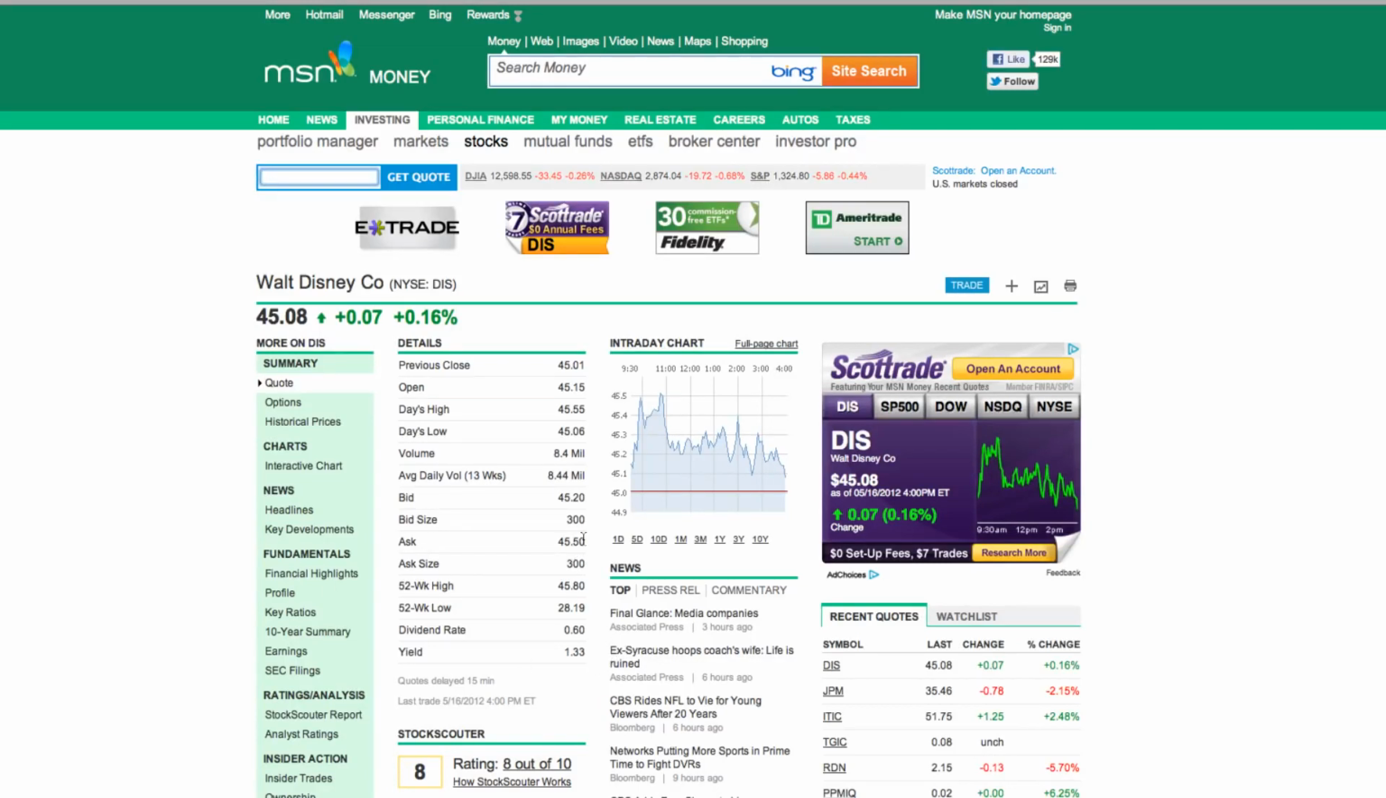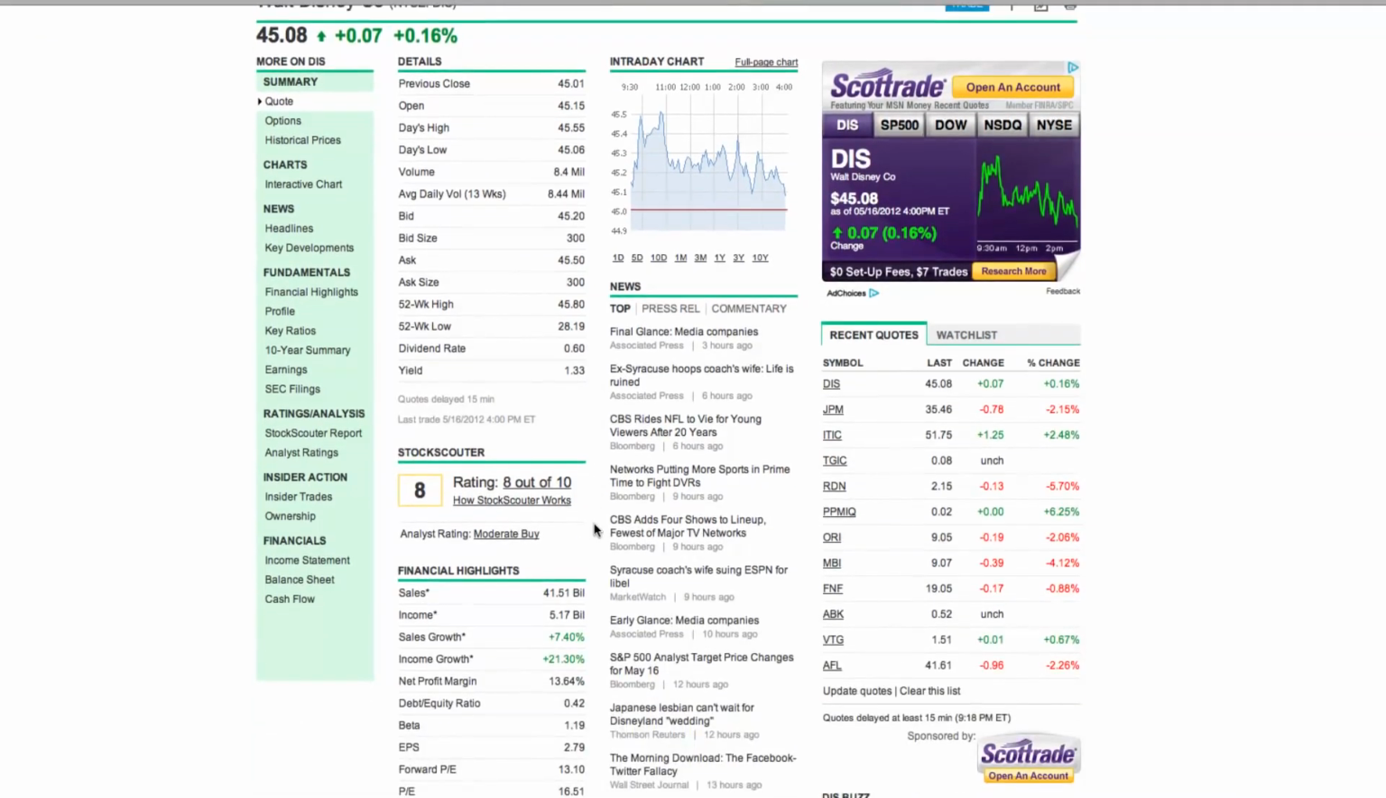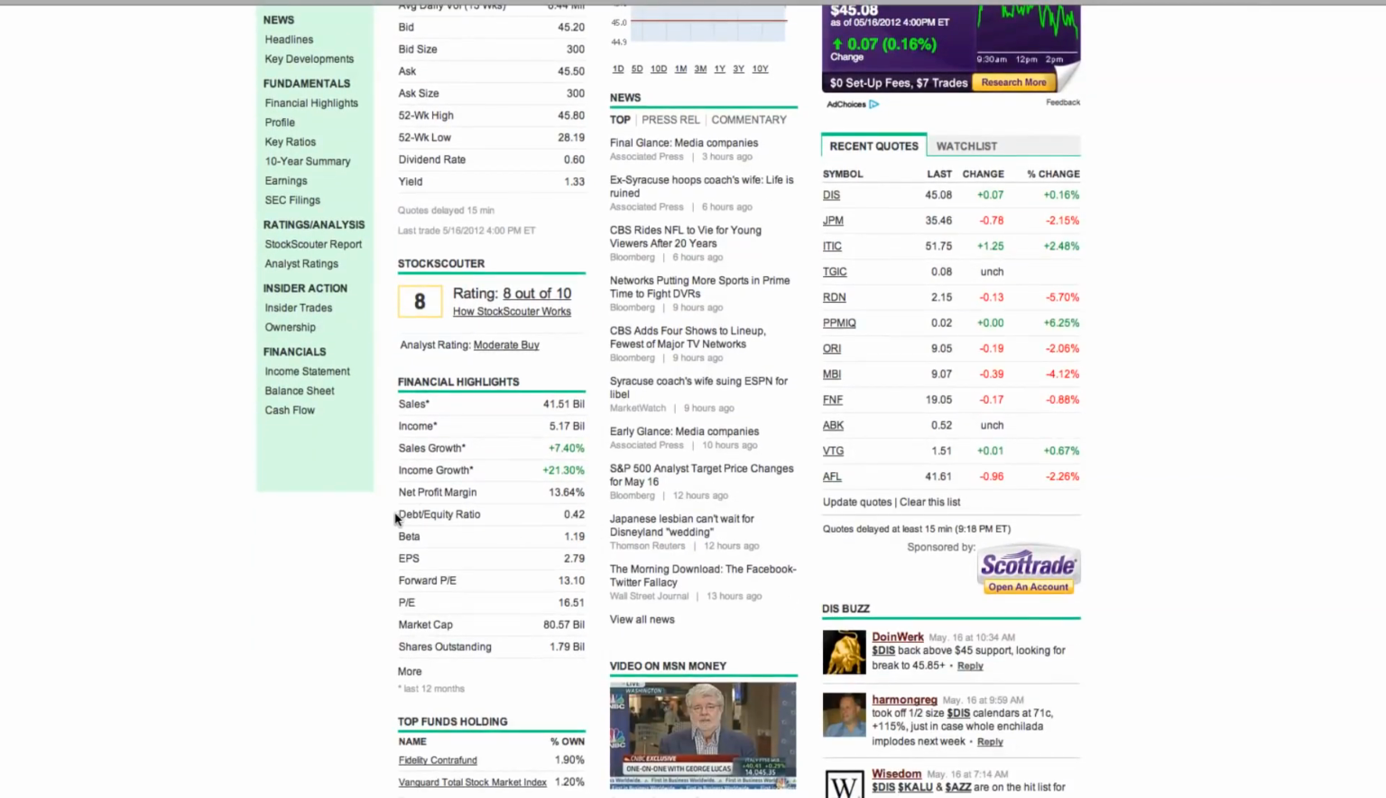Okay, so what we're trying to find is the debt to equity ratio. The debt to equity ratio they have on the very top page, if you just scroll down, right here. And you can see that the debt to equity ratio for Disney is 0.42. If you remember the rule that Warren Buffett likes to buy companies that are below a 0.50, this company fits that criteria, so it's a 0.42.